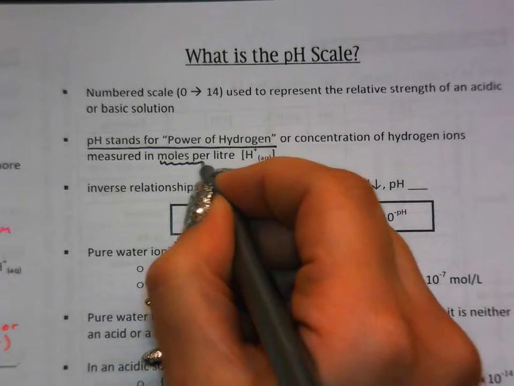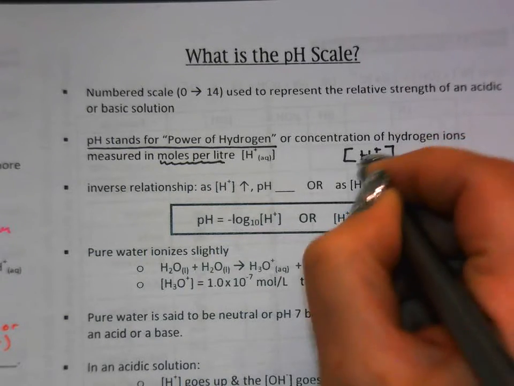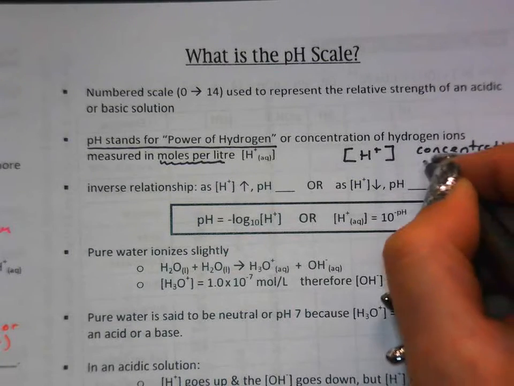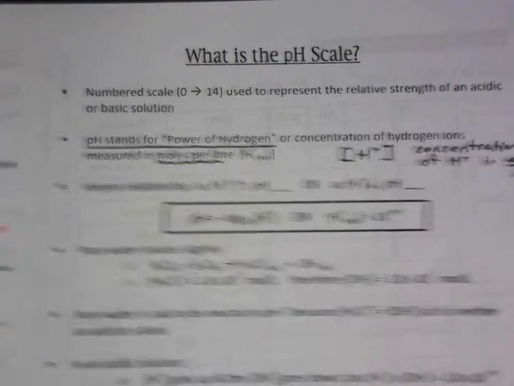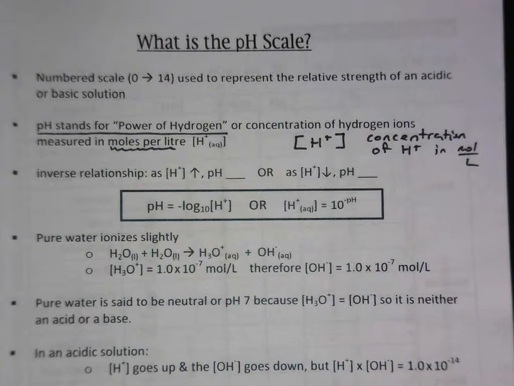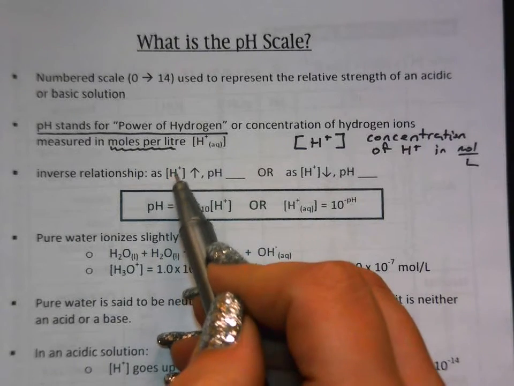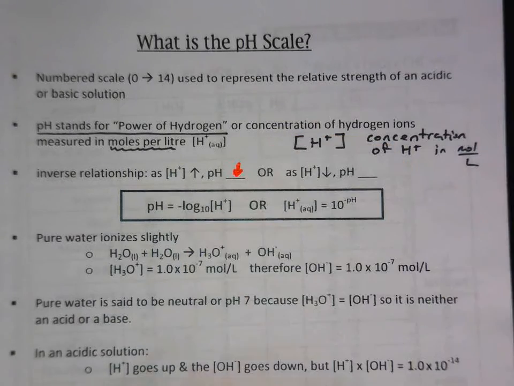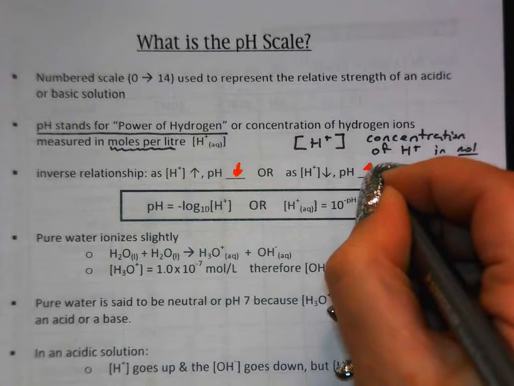know what that means. So remember, this square bracket is referring to the concentration of H plus in mole per liter. Okay. It's an inverse relationship. That means as one of the compounds goes up, for example, as the concentration of hydrogen ions increases, the pH will decrease. Or as this concentration of hydrogen decreases, pH increases.